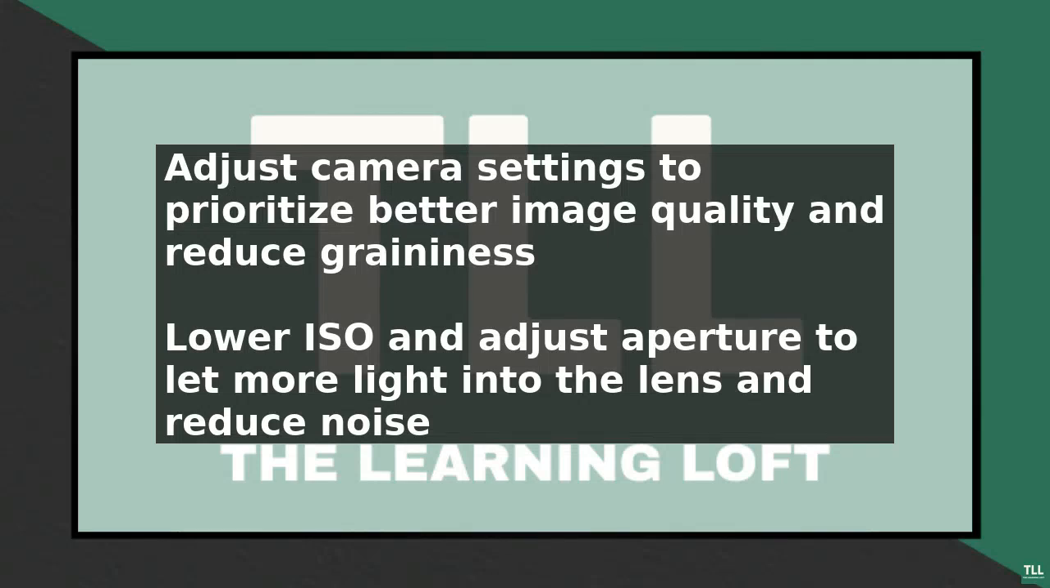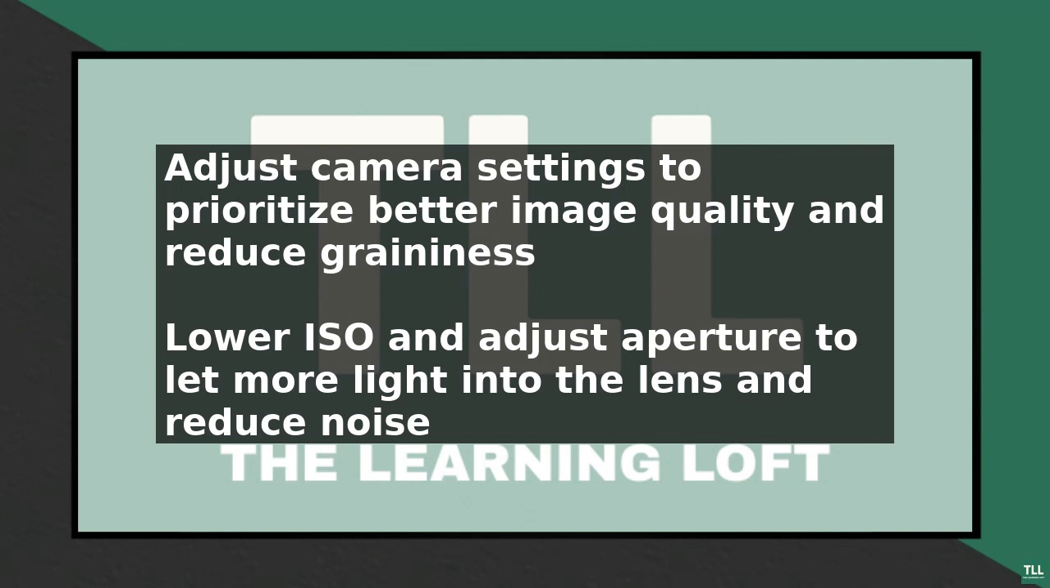How to fix a grainy camera simplified step by step. To fix a grainy camera, start by understanding that graininess is often caused by low light conditions or a camera's high ISO settings. The first step is to adjust your camera settings to prioritize better image quality.